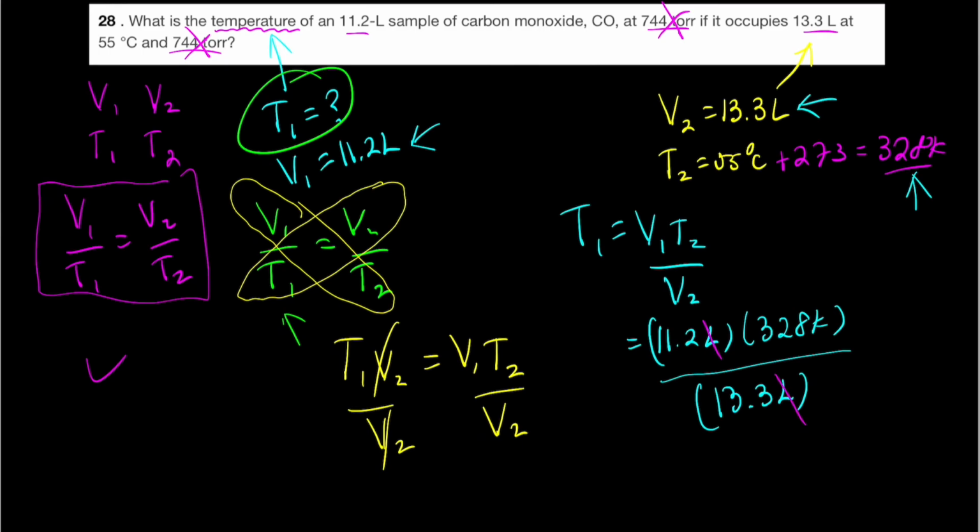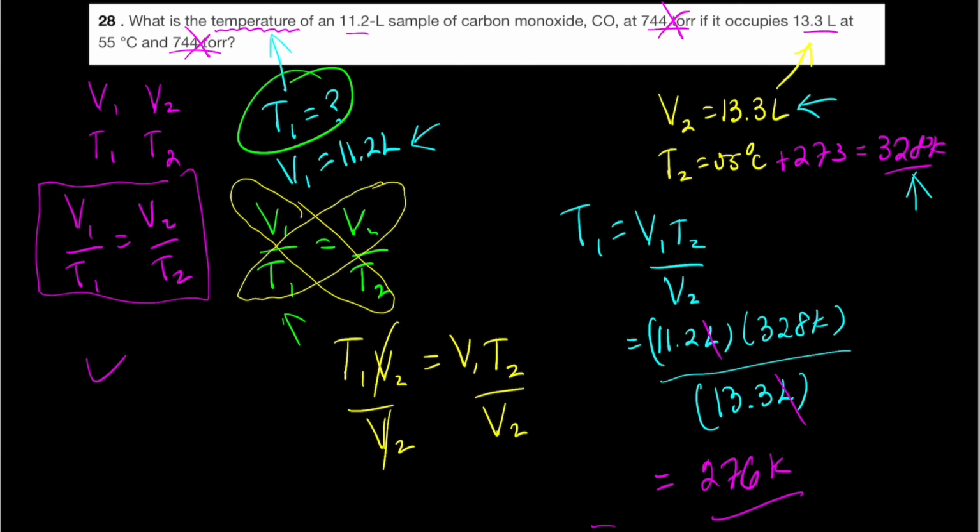Take your calculator, 11.2 times 328, and divide it by 13.3. We get a value of 276, in units of Kelvin. That's great because everything in my formula has 3 significant figures: 11.2, 13.3, and 328. So that's 3 sig figs, and I'm just going to leave it there.